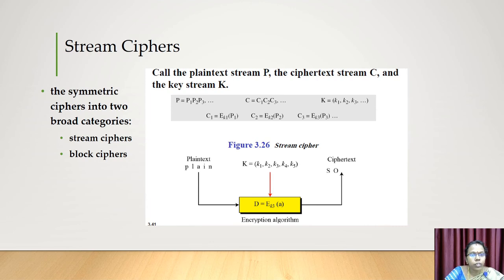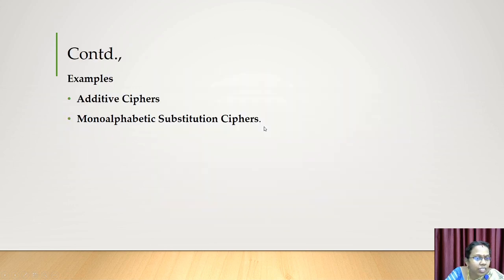The symmetric key cipher is divided into 2 categories. One is stream ciphers and another one is block ciphers. In the case of stream ciphers, the plain text is considered as a stream. That is, plain text is considered as P1, P2, P3 and the corresponding ciphertext is C1, and so on. Here the key is also considered as a key stream. So for each and every letter, the encryption and decryption process is done with the help of the corresponding key. There will be one-to-one mapping. The best examples of stream ciphers are additive ciphers and monoalphabetic substitution ciphers.